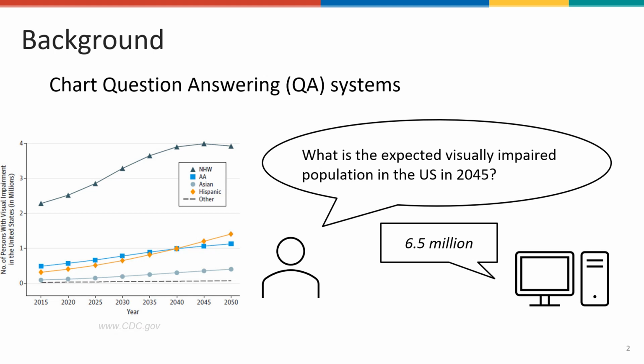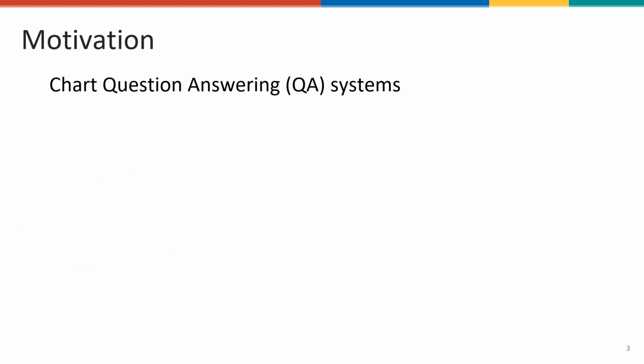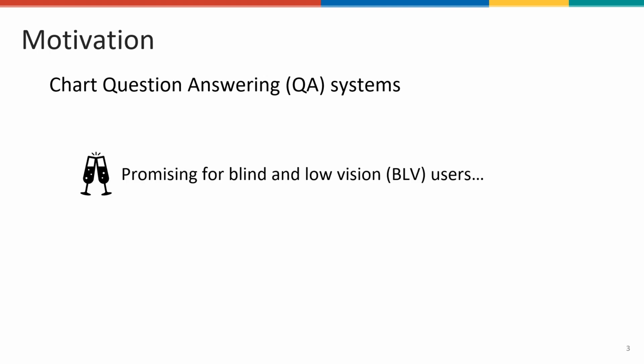They have the advantage of being able to provide users information about the visualization on demand without requiring users to directly engage with the visualization. One application of chart QA systems that is constantly mentioned is making data visualizations accessible to blind and low vision users, or BLV users. They are promising in that users can learn about the visualization purely through natural language without having to rely on vision.